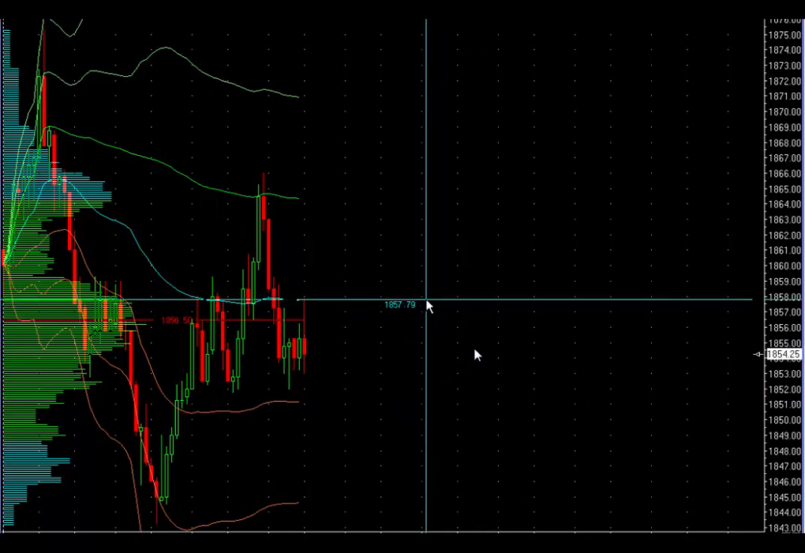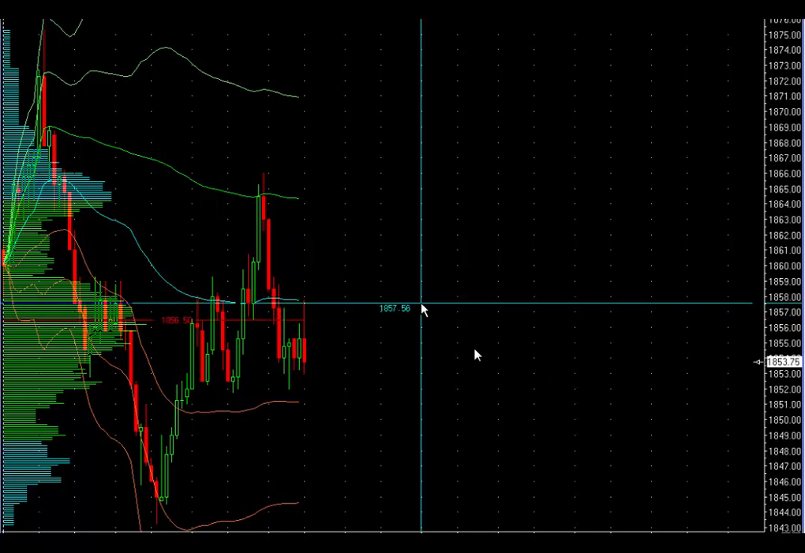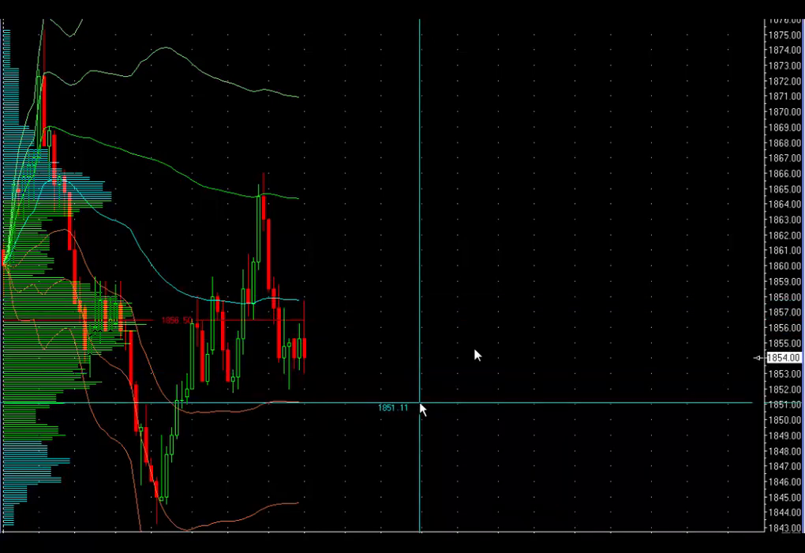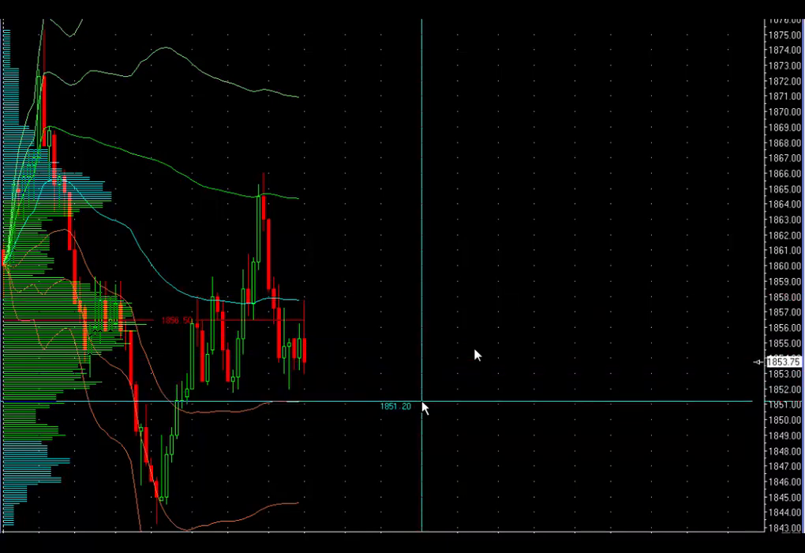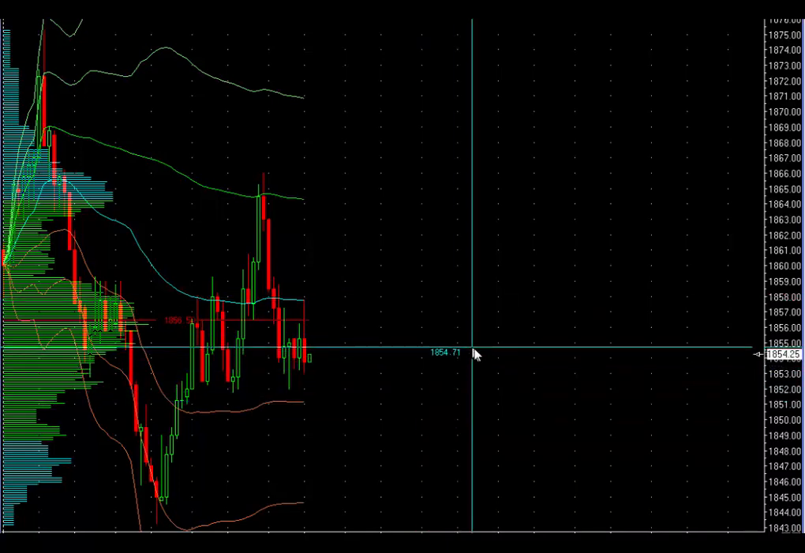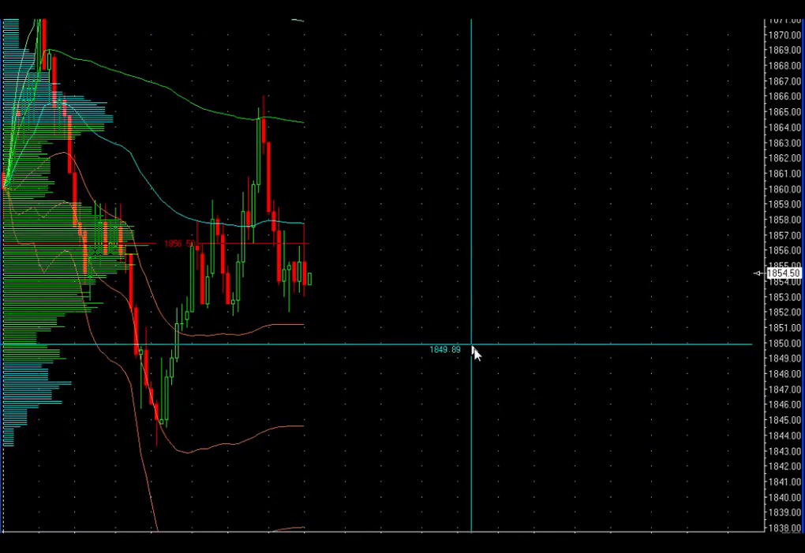You notice that the skew is very small. That's this difference here compared to the size of the standard deviation from here to here. So we've got a small skew. It's kind of difficult to decide what kind of trade to take.